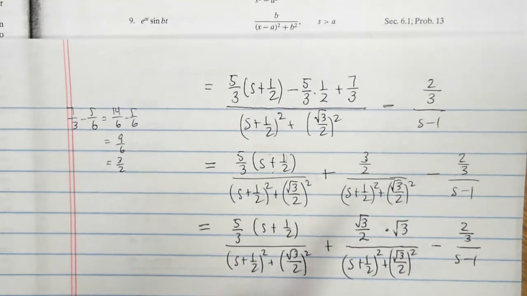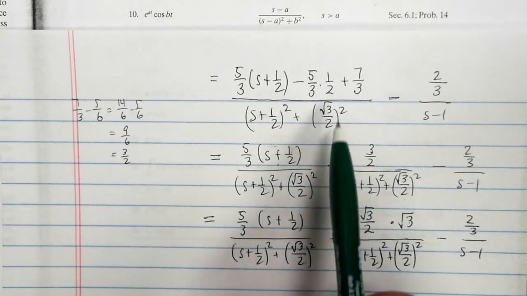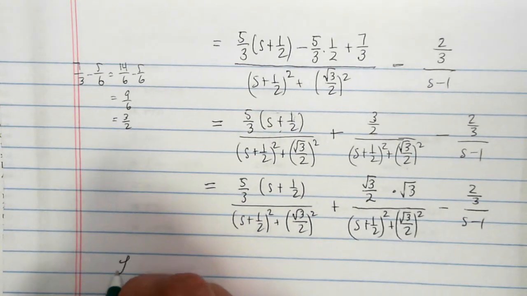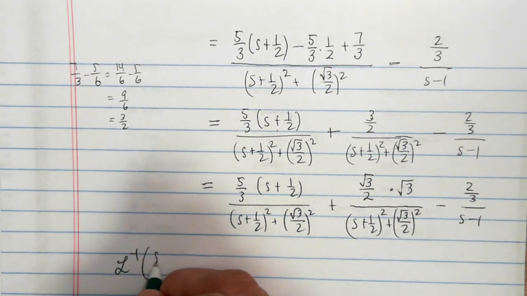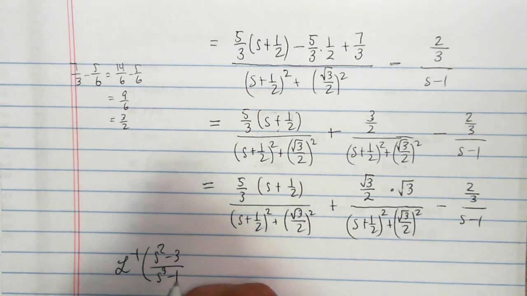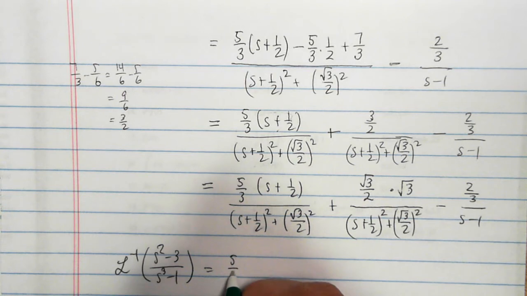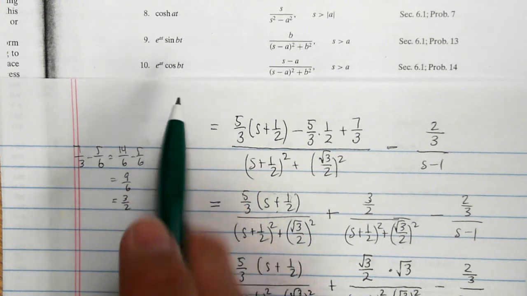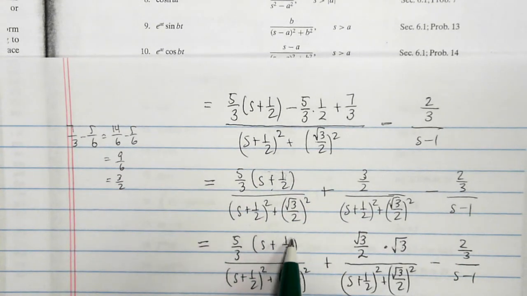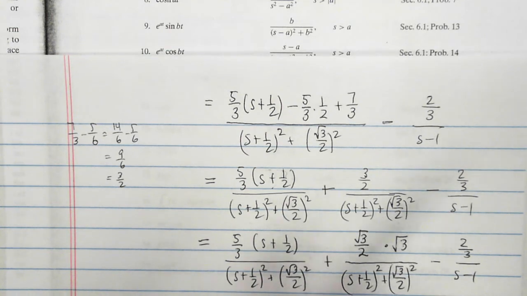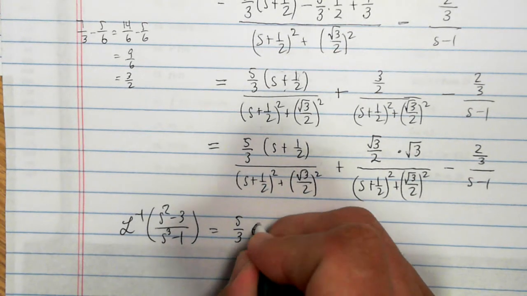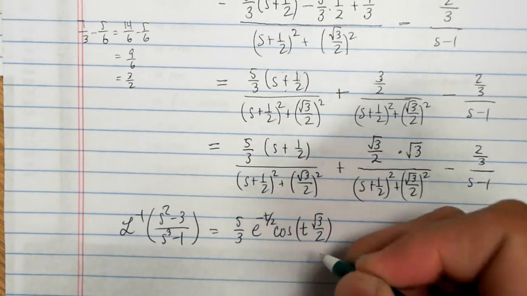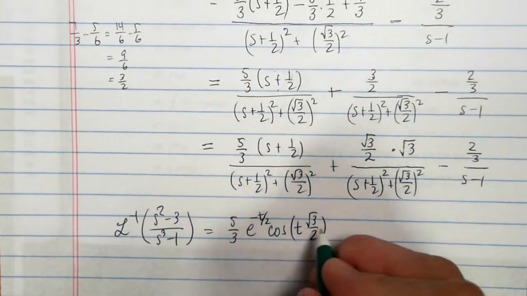So the first part here, s minus a over s minus a squared, that's this part. So the inverse Laplace transform of s squared minus 3 over s cubed minus 1. This first part is going to be 5/3. Now let's take a look at the formula, e to the minus at cosine bt. So I have my a is negative 1/2. My b is square root of 3 over 2. So we'll have e to the minus t over 2 times the cosine of t times square root of 3 over 2. And that's the inverse Laplace transform of this.